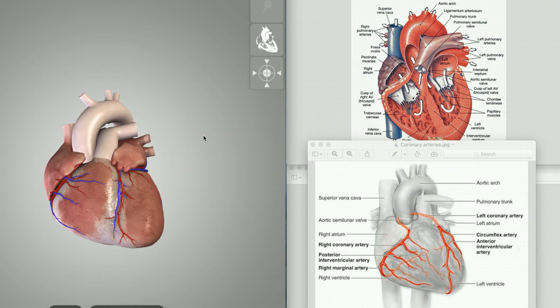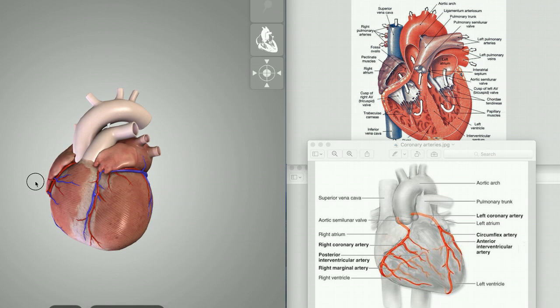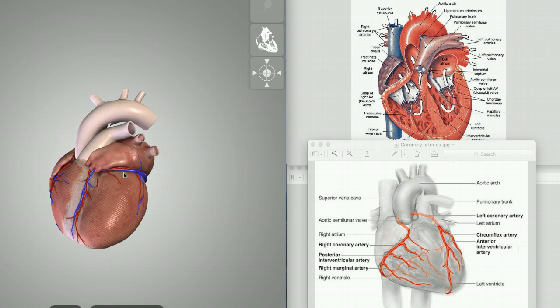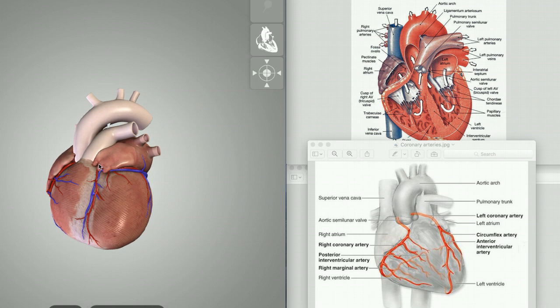So underneath that you have the left coronary artery, which then splits into the circumflex artery around the back, which you can follow down here. If you follow that down where the mouse is, the main one goes straight down, and this is known as the anterior interventricular artery.